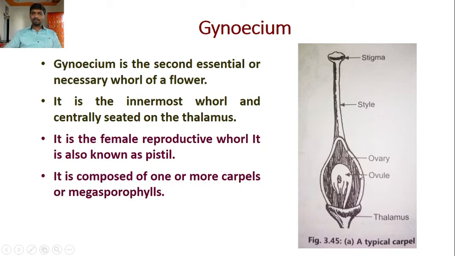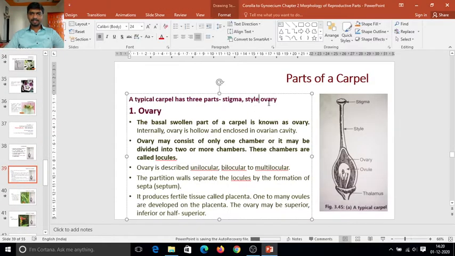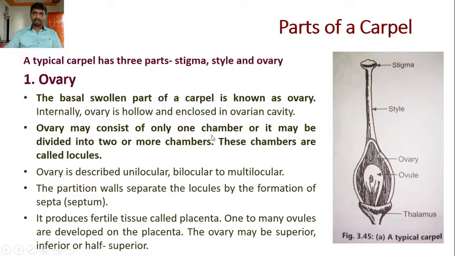The individual member of the gynoecium is called the carpel. The gynoecium is made up of stigma, style and ovary, while the carpels are the megasporophylls produced inside the ovary. Now the parts of a carpel. A typical carpel has three parts: stigma, style and ovary. One by one we are going to study the parts of a carpel.